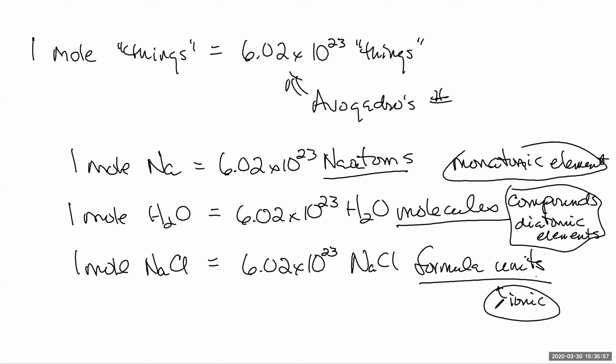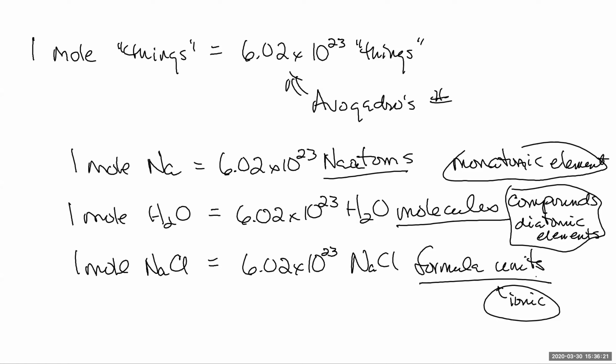Sometimes people are confused when we're calling things atoms, molecules, or formula units, and it really just depends on how they exist. Most elements exist as singular atoms, so when we talk about a mole of them, we're talking about atoms. All covalent compounds exist as molecules, and all ionic compounds exist in units called formula units. So that's one thing to keep in mind as we go along.